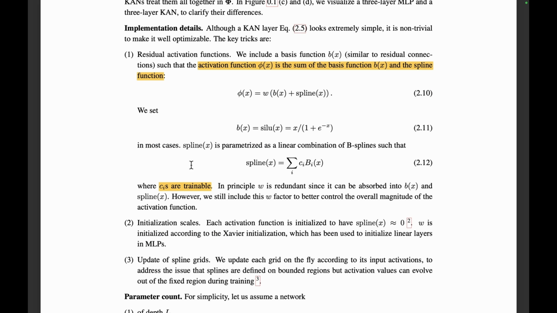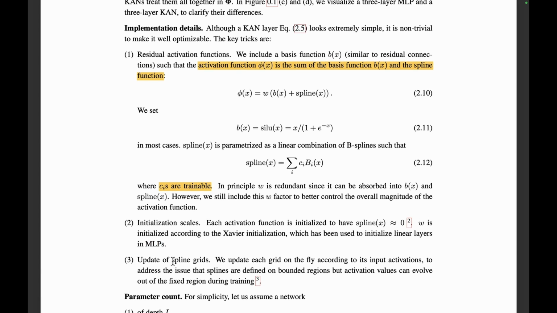One of the other implementation tricks is the initialization. For each of the activation functions, they've initialized the spline to be 0, and it's all initialized according to Xavier initialization, which has been used to initialize linear layers in multi-layer perceptrons. So it's nothing special basically. We initialize the same way as we initialize the multi-layer perceptrons.